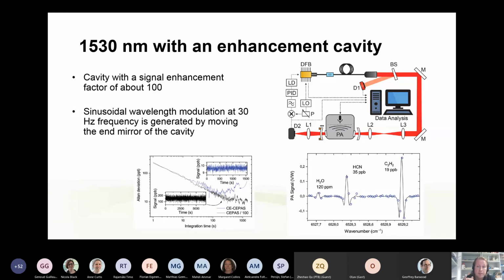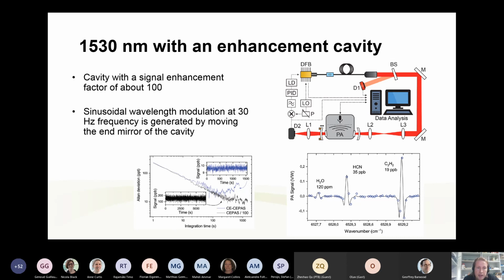For the noise equivalent mixing ratio of acetylene, the cantilever system with the cavity enhancement had a sensitivity of around 240 ppt for 1 second integration time, and that was improved to 24 ppt with 100-second integration time. So 24 ppt with 100-second integration time is definitely not bad.